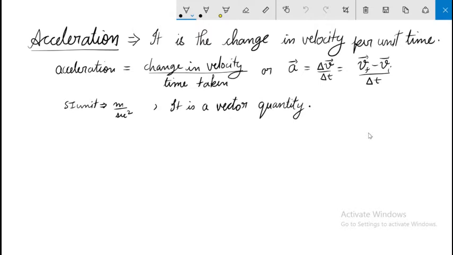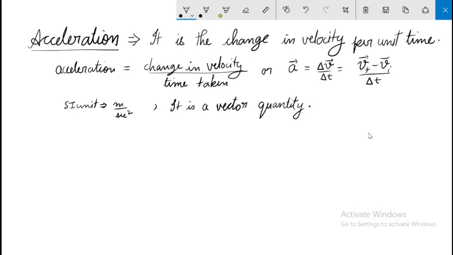Acceleration is equal to change in velocity upon time taken, or we can see here a is equal to delta v upon delta t. Now what is delta v? It is change in velocity, and what is change in velocity? Final velocity minus initial velocity, and delta t is the time taken.